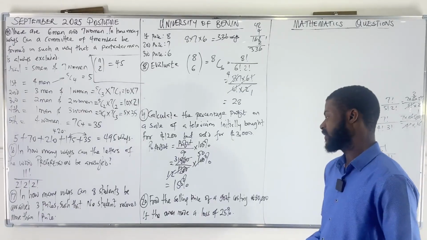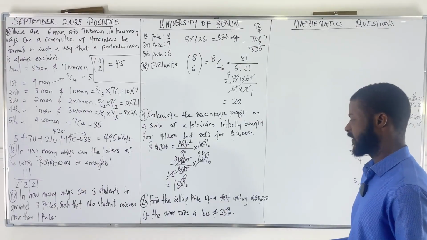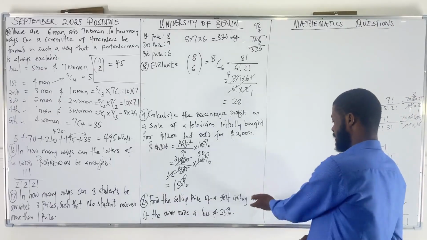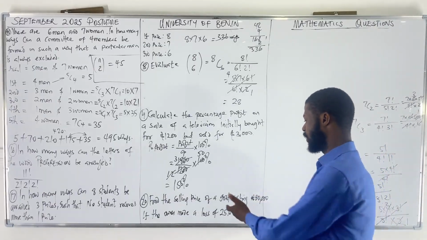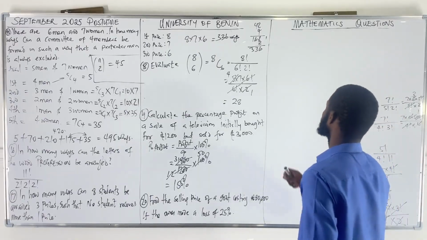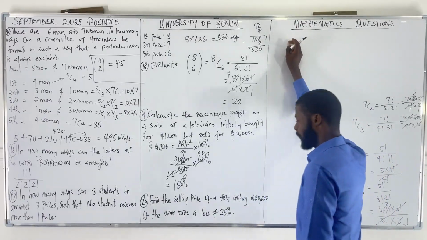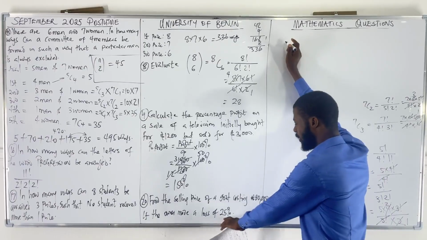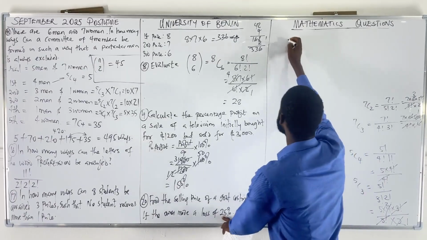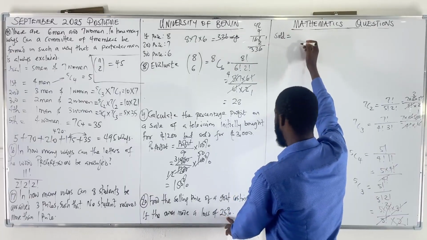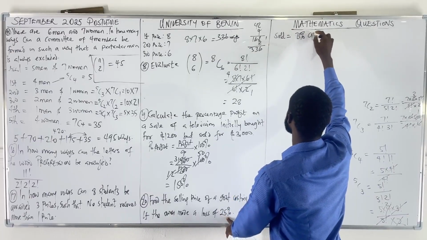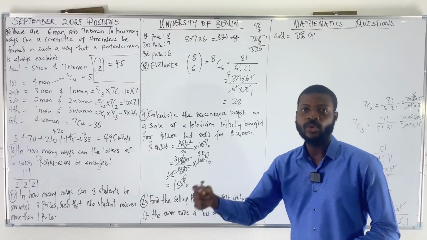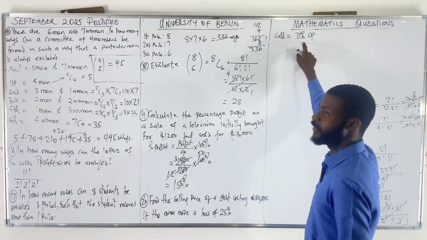Question 20 says, find the selling price of a goat costing 80,000 naira if the owner made a loss of 25%. The goat cost 80,000 naira, but after the owner sold it, the owner made a loss of 25%. There are different ways to think of this. First of all, the original cost of something is 100%. But if you made a loss of 25%, that means you've sold that thing at 75% of its cost, because 100 minus 25 is 75.